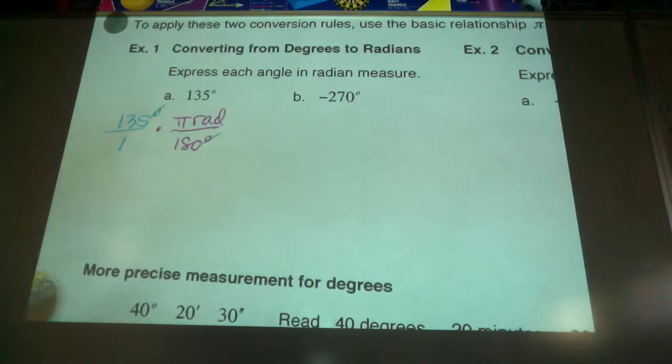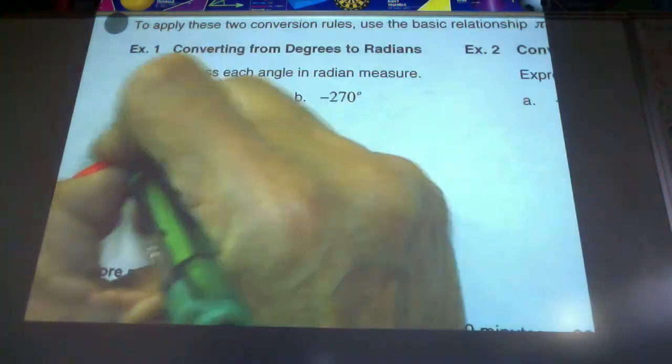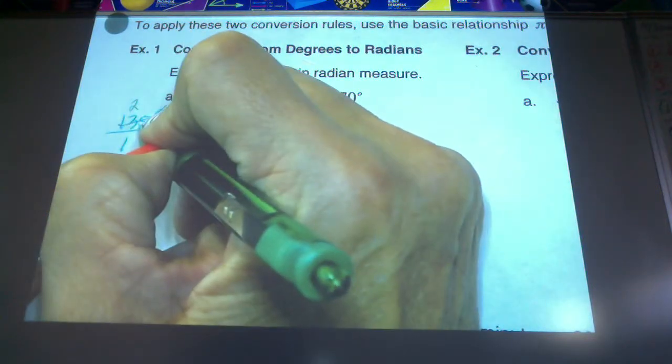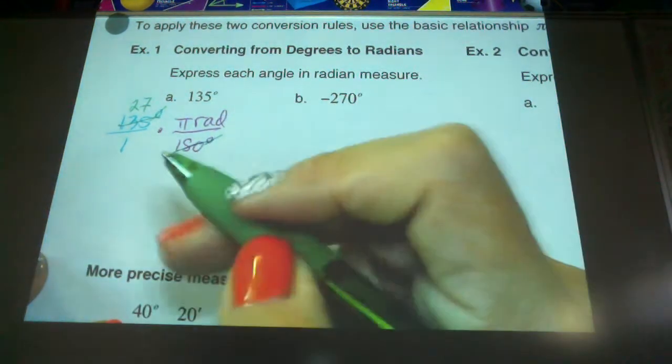And then if I use proper canceling skills, what goes into 135 and 180? What do they have in common? 5. I know that they have 5 in common. It might be more, but most people off the top of their head are going to go 5. So how many times does 5 go into 135? 5 goes into 13 twice with 3 left over, and 5 goes into 35 7 times. How many times does 5 go into 180?